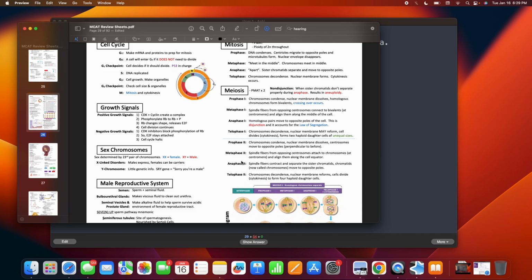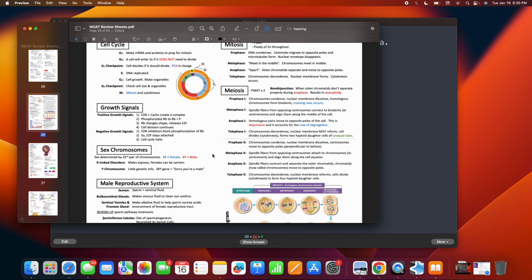Negative growth signals is 3 steps instead of 4. So you have CDK inhibitors blocking phosphorylation of RB, and then E2F stays attached, and the third step is the cell cycle halting, stopping. That's it for growth signals.